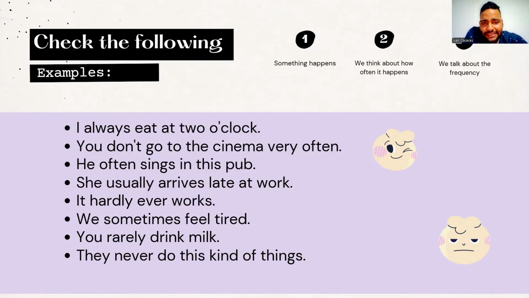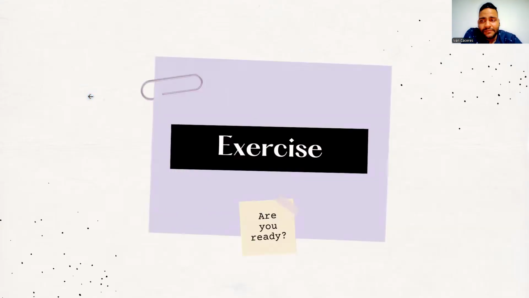He often sings in this pub. Okay, do you know what a pub is? It's like a bar, the same thing. She usually arrives late at work. It hardly ever works, so it's constantly broken. It almost never works. We sometimes feel tired. Yes, I guess so. You rarely drink milk, and they never do these kinds of things.